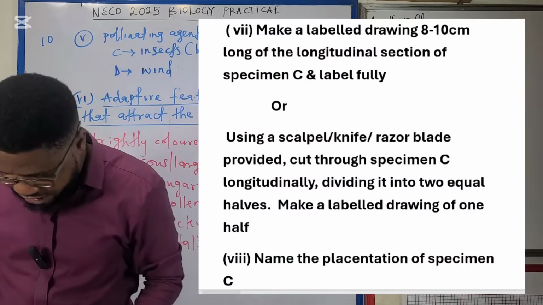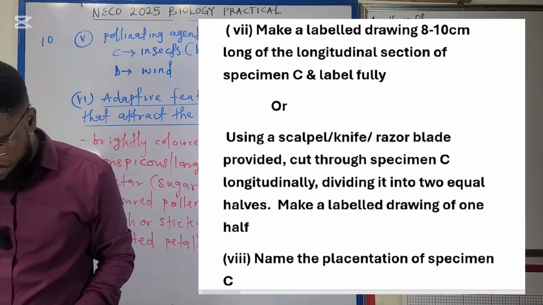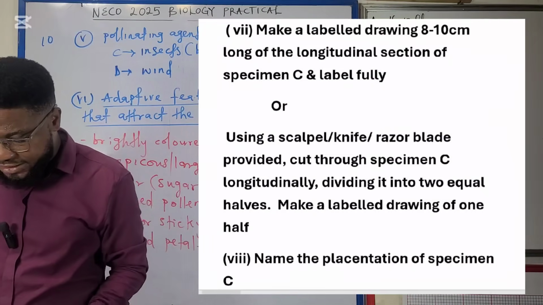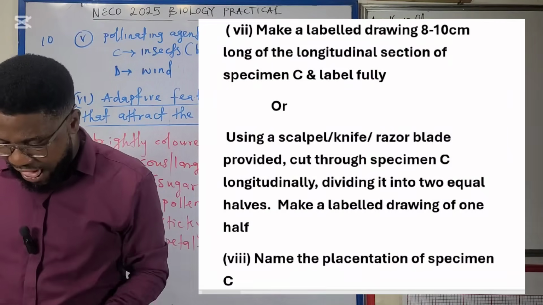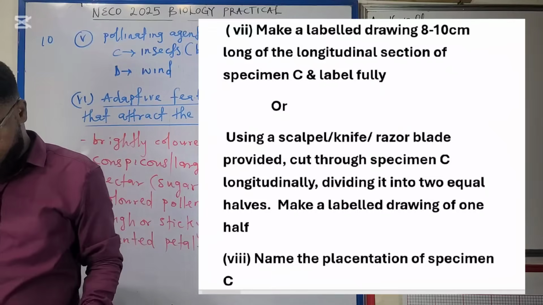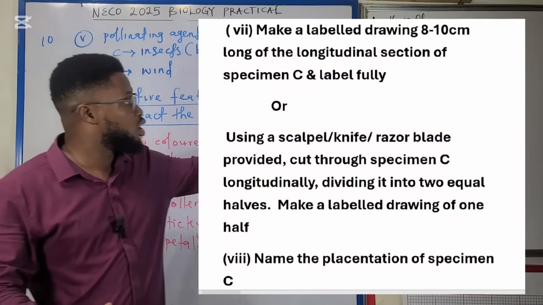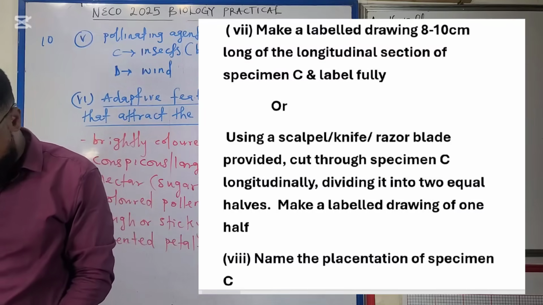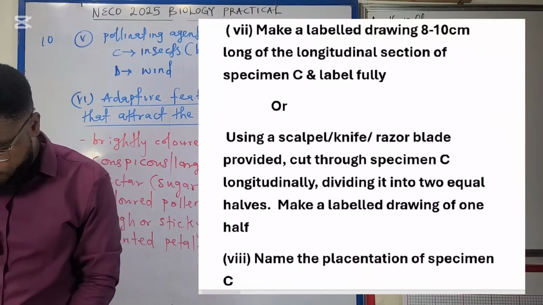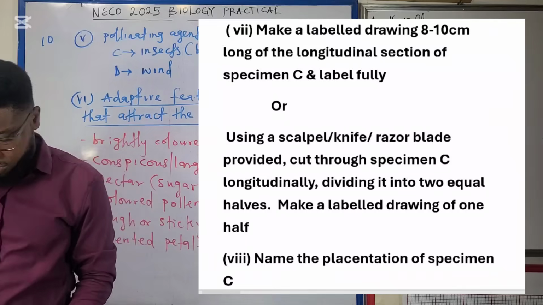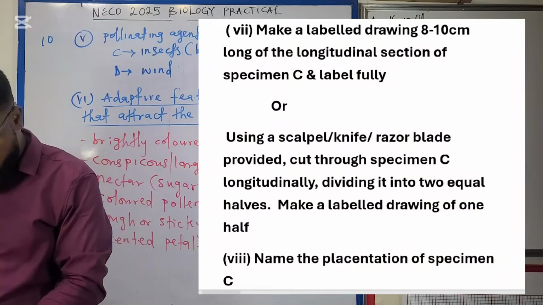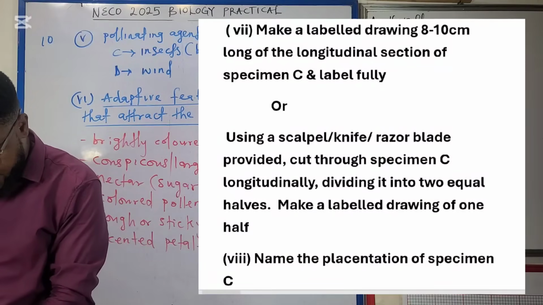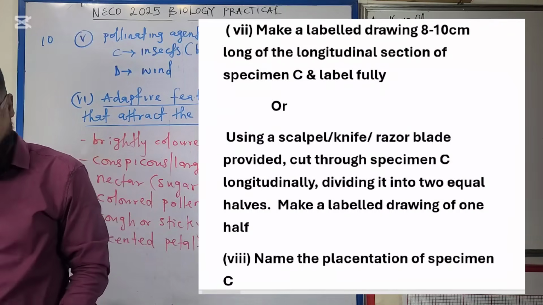To Roman figure 7, it says make a labeled drawing 8 centimeters to 10 centimeters long of the longitudinal section of specimen C and label fully. You can see that on your screen. We want to talk about the drawing of specimen C. In another way, it goes like using a scalpel or knife or razor blade provided, cut through specimen C longitudinally, dividing it into 2 equal halves. Make a labeled drawing of 8 centimeters to 10 centimeters long of 1 half.